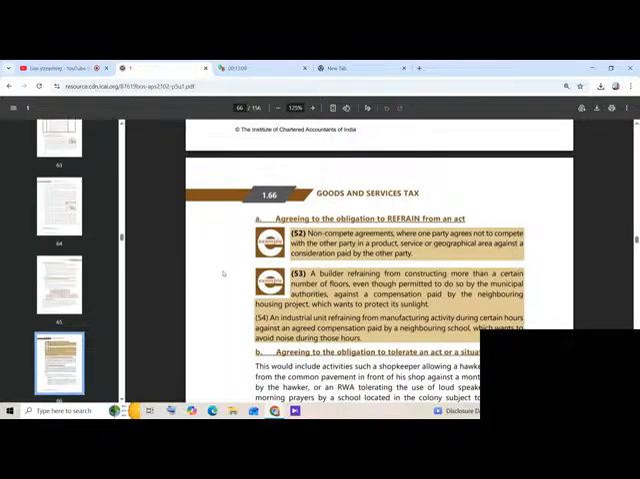So, agreeing to the obligation to refrain from an act. Example: non-compete agreements where one party agrees to not compete with the other in a product, service, or geographical area against a consideration paid by the other party.